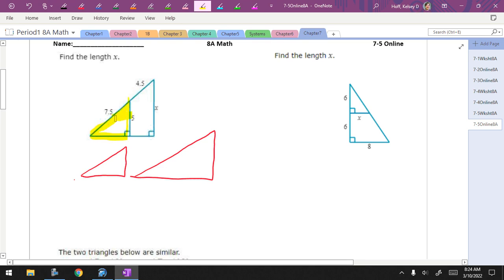What information is important in that small triangle? The 90 in the corner, 7.5, and 5. Okay? Now, the big one. X, absolutely. 90. 12? How'd you get 12?